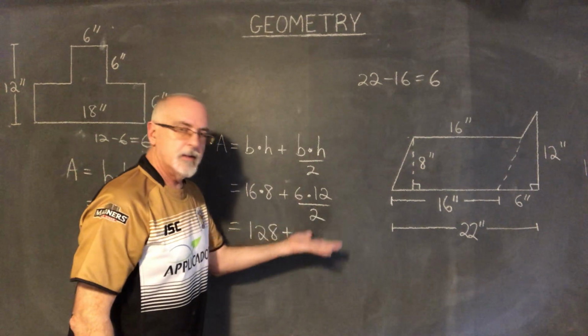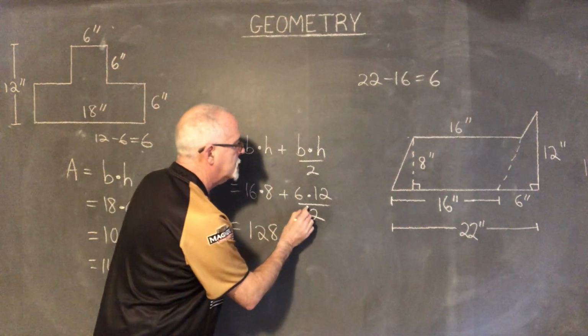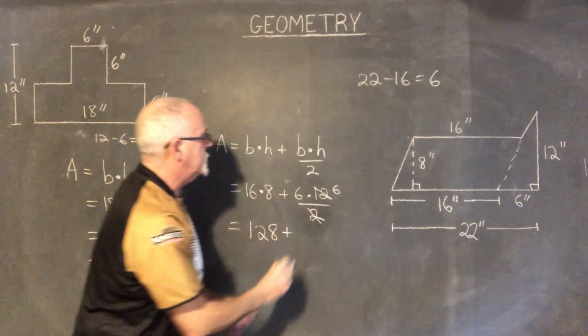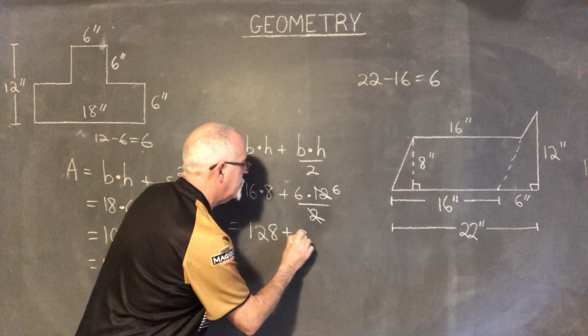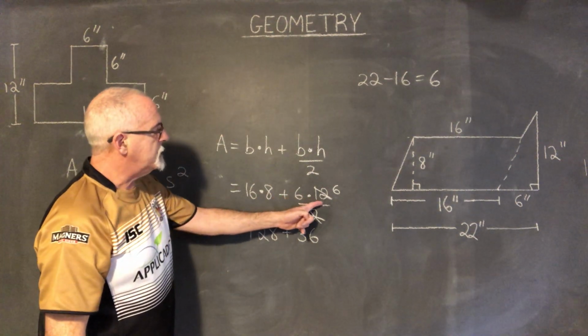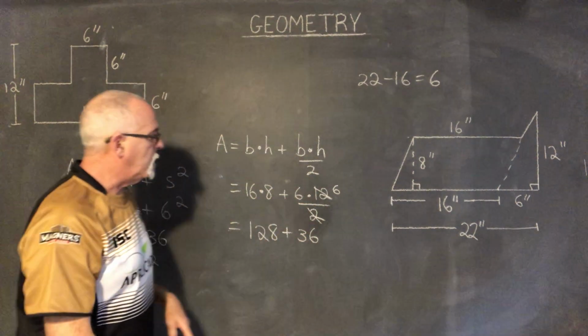Then I have different ways I can simplify this. I think I'll cancel a 2 from down here and from the 12, which will turn that 12 into a 6. So I end up with 6 times 6. I have 36. More than one way of simplifying that. 6 times 12 is 72, divided by 2, that's 36. Okay, that works as well.